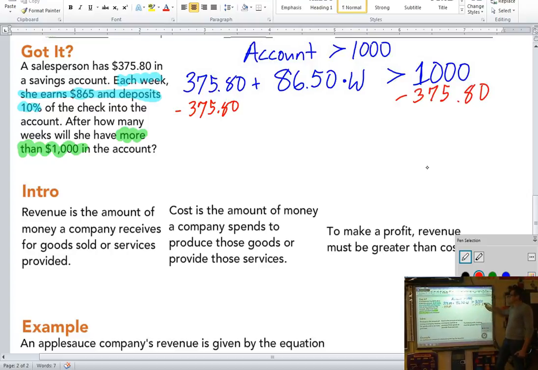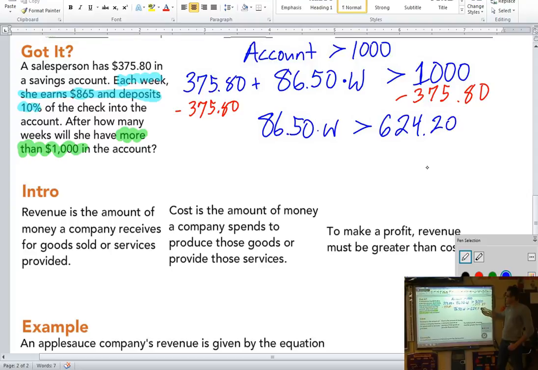Sorry, I did not line up my decimals. Then we get that 8650 times W will be greater than 624.20.